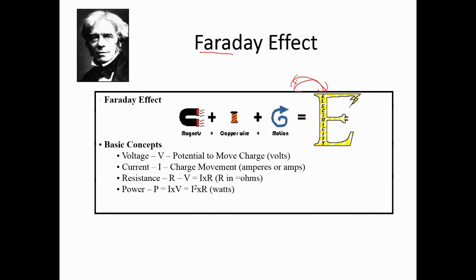So the basic concepts, again just for revision: voltage, written as V, is the potential to move the charge, in volts. It's the potential difference. Current, written as I, is the charge movement, or the flow rate of the charges, so it's dq/dt. And then you have resistance R, which represents the difficulty of current going through conductors.